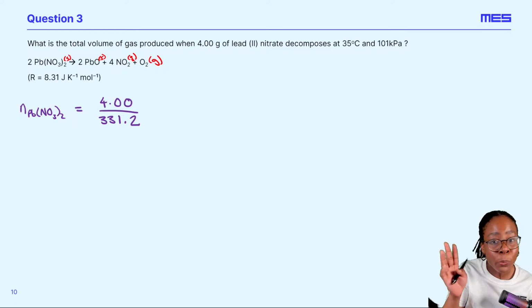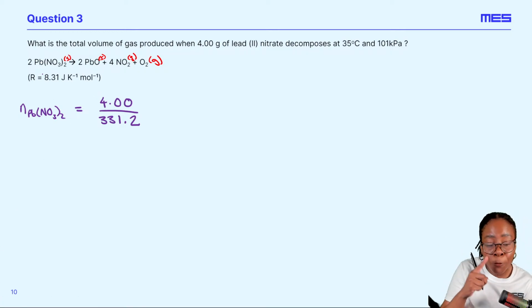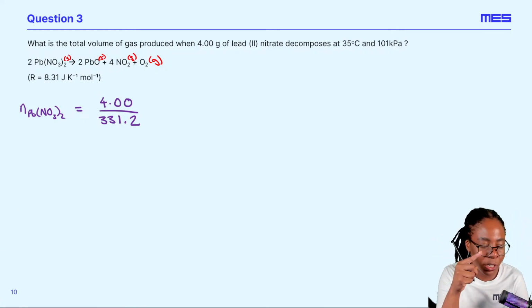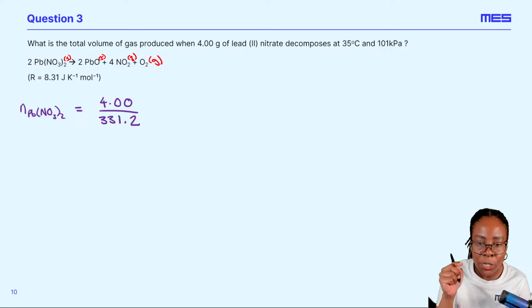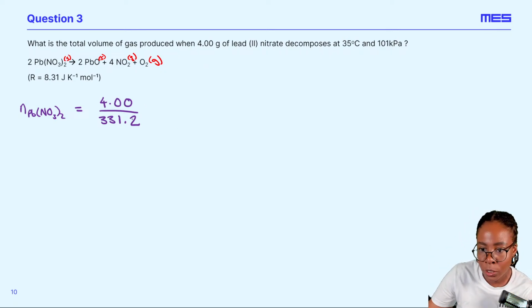George, good question. We ignore the big number. We do not include the coefficients when we're calculating MRs, right? The coefficients are for our stoichiometric relationships for us to figure out the molar ratios. But just to calculate the MR, we just take one of them. Okay, thank you, Tanya. Wonderful.